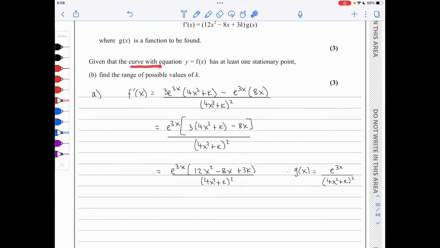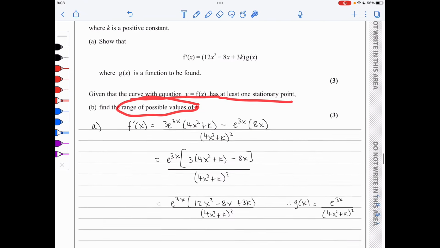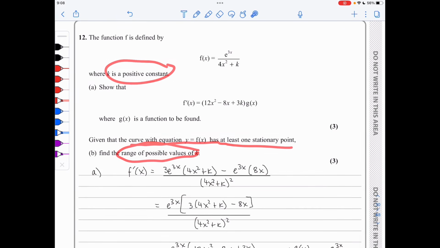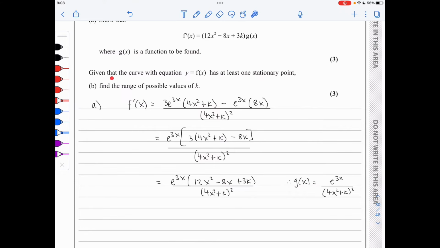In B, we are told that this curve here has at least one stationary point, and we need to find the range of possible values of k. We do know that k is a positive constant. However, we need to take into account this extra piece of information to see what kind of restrictions we can impose on the values that k can take. Now, we know that for a stationary point, the first derivative should be 0, and we can see that e to the 3x can never be 0, so the number of stationary points stems out of the number of solutions of 12x squared minus 8x plus 3k being 0.